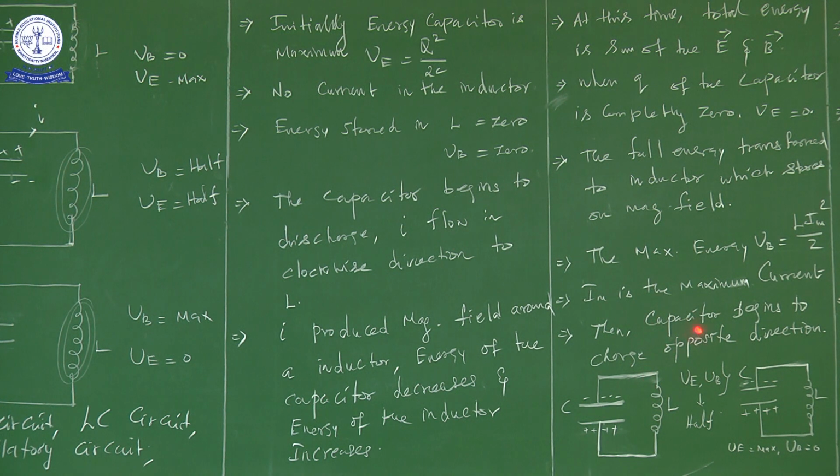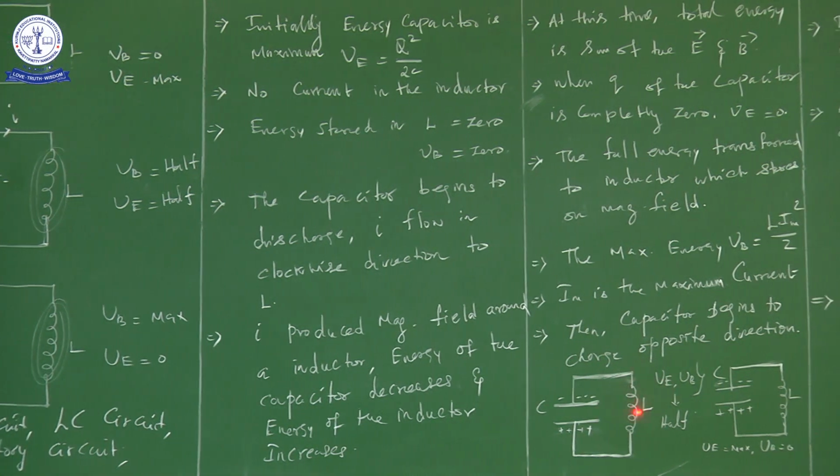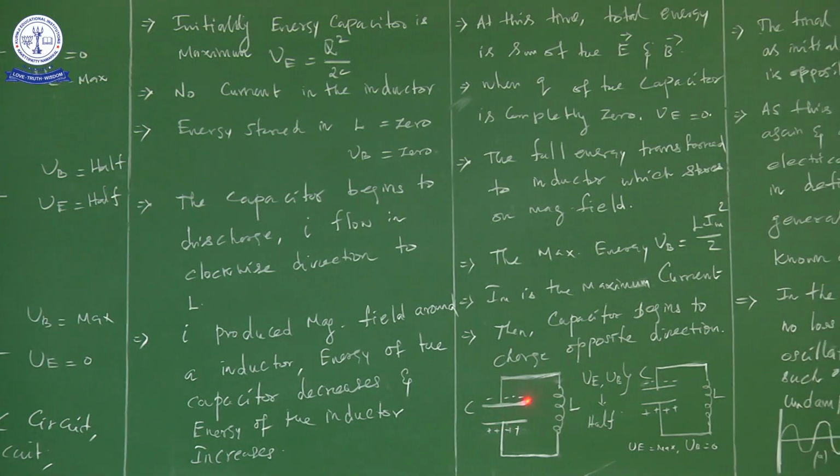Then the capacitor begins to charge in the opposite direction, we say. Why? Because now there is no charge in the capacitor. The total charge is only across the inductor. See the diagram. The inductor has full energy, and the capacitor has no energy.